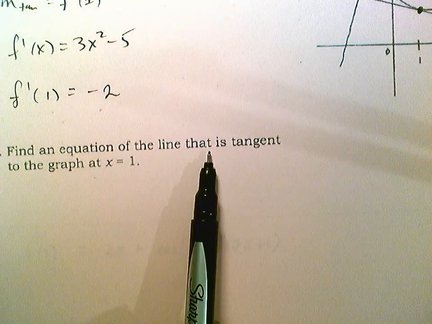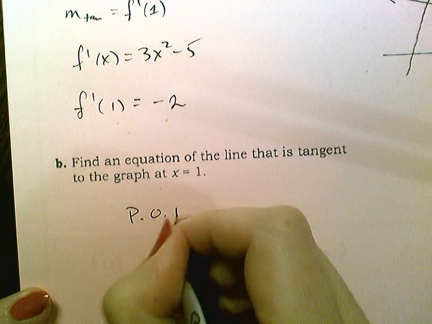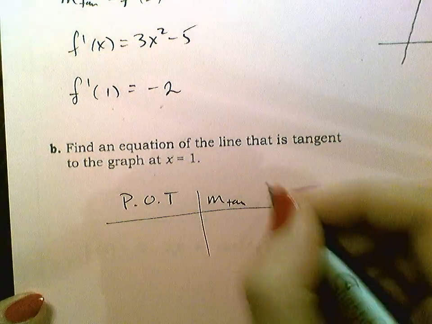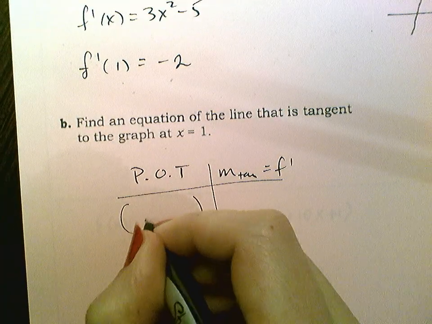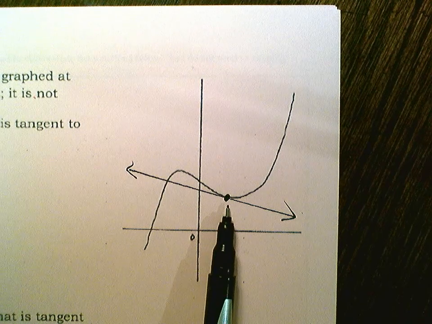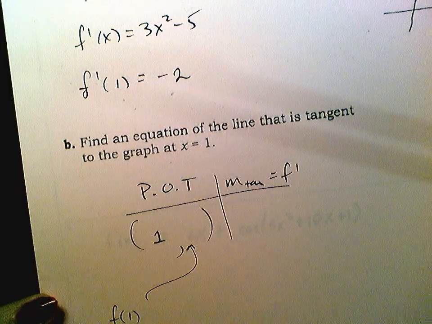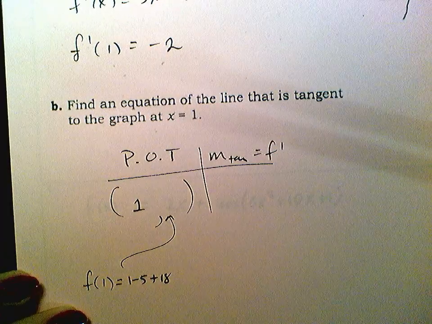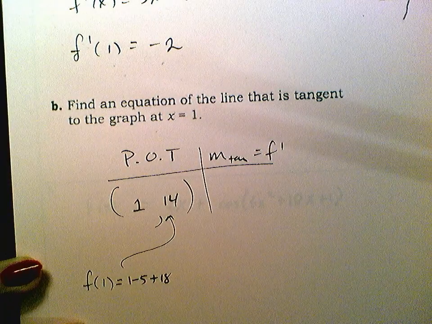Then down here, find an equation of the line that is tangent to the graph at x equals 1. So I need to know the point of tangency, and I need to know the slope of the tangent line, which I know is f prime. So the point of tangency, what I do know is that its x coordinate is 1. It's this point that I'm looking for, the x and y coordinate. I know that the x coordinate's 1, so the y coordinate I'm just going to get by plugging 1 into the original function. So f of 1 is 1 minus 5 plus 18. So that is 18 minus 4, right? So 14. So there's the point of tangency.